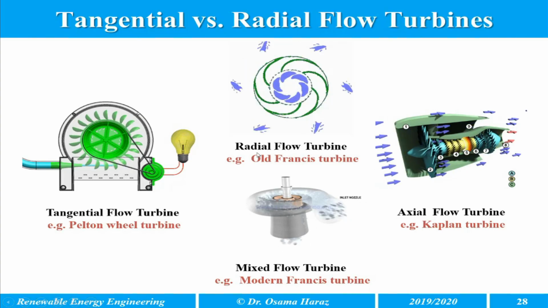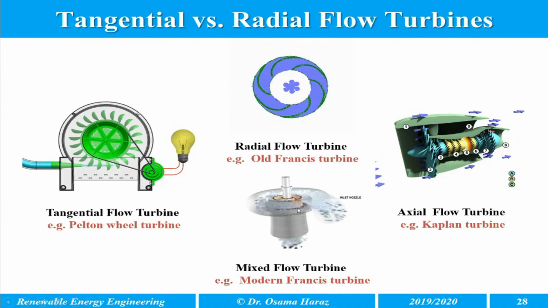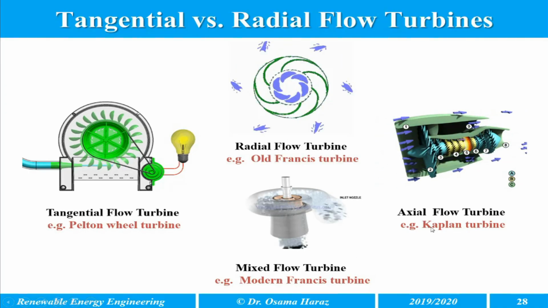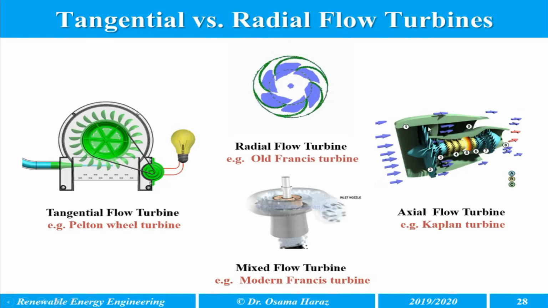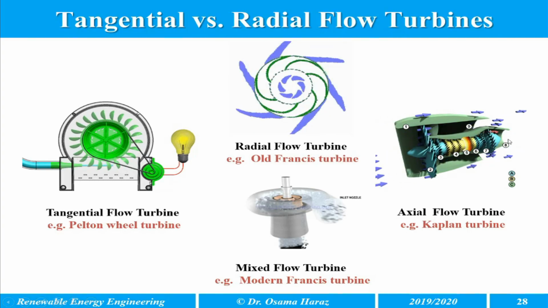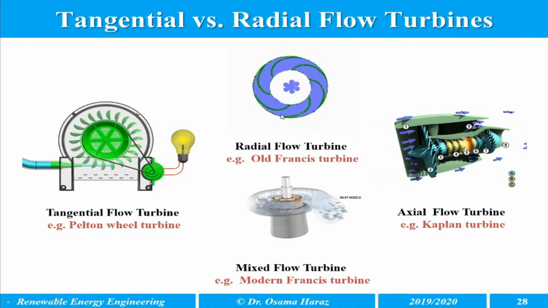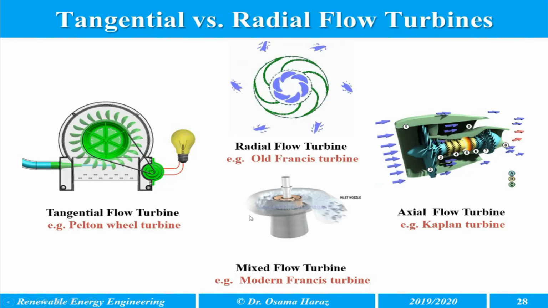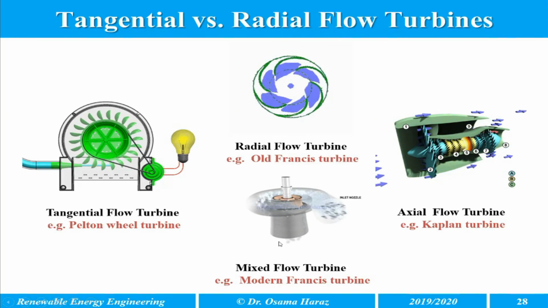But in the radial flow in the old Francis, the water comes from the center and then it will move radially. So this is considered one of the radial flow turbines. In Kaplan, you can see the water is flowing in this direction and it will try to move the turbine in this direction. So the water flow is in axial direction of the turbine. So it's very clear the difference between the tangential flow, the radial flow, and axial flow. The modern Francis turbine actually uses mixed types of water flow like tangential and radial, or axial and radial water flow.